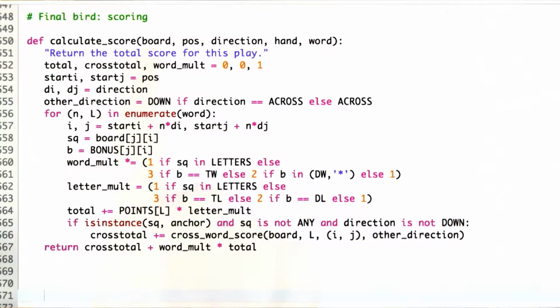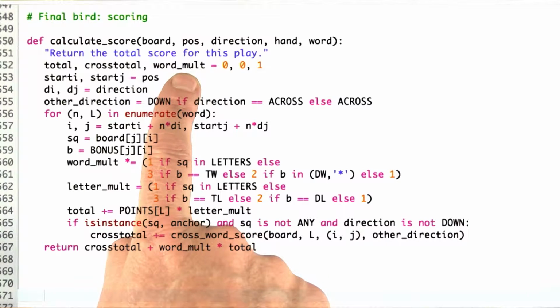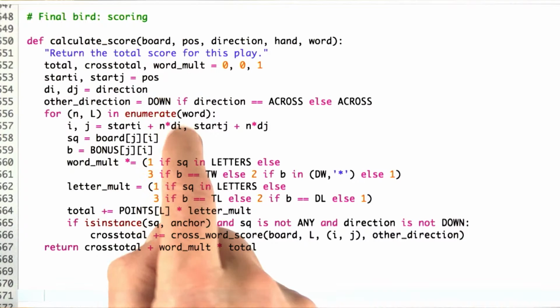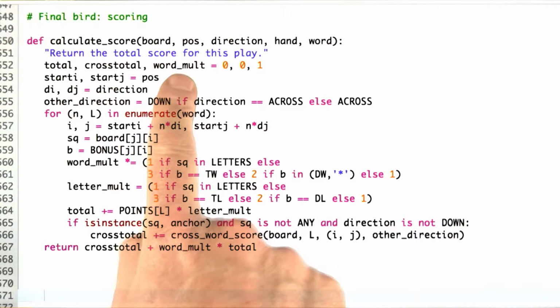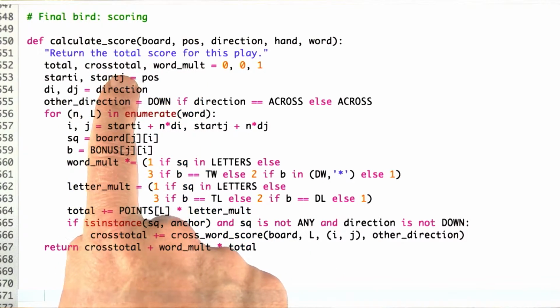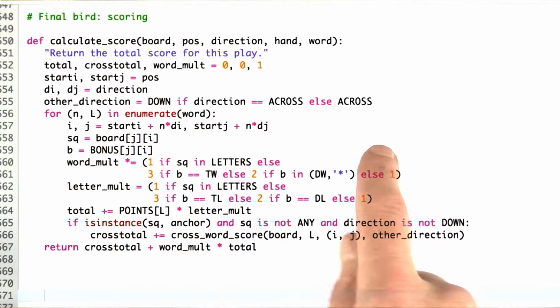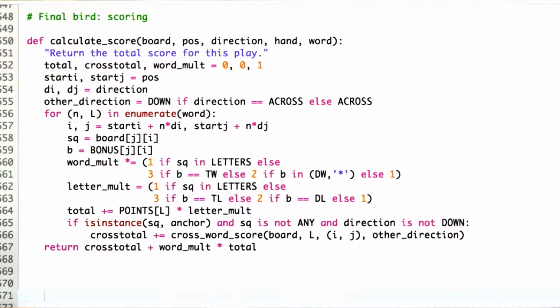So here's calculate score. It takes all these variables that we need to specify the play, and I'm going to start out a total of my word multiplier, that is, have I got any double or triple letters, and there might be more than one of them. If I had a long word that matches up with some existing letters on the board, and I covered a double and a triple letter, then I'd get multiplied by 6, so I need to keep track of that. And then I also want to keep track of the crossword totals, so not the word I'm playing, but the other crosswords, because they are separate from this word multiplier.